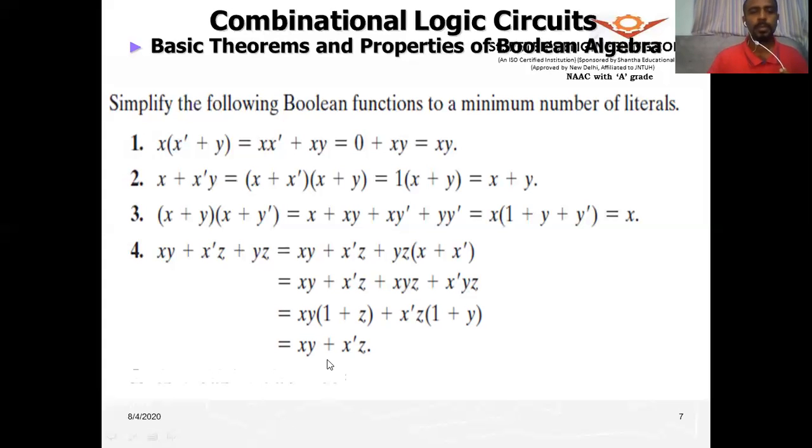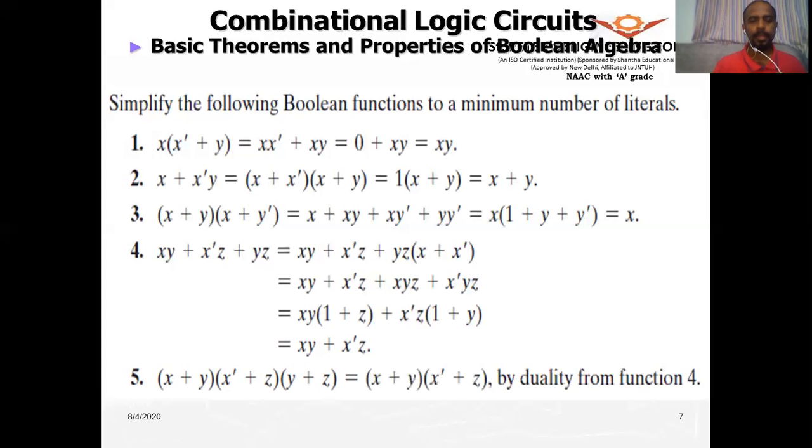All right, the last problem, let us see x OR y, that sum is ANDed with x complement OR z, ANDed with y OR z. So here by duality we can take out this, and the result will be x OR y ANDed with x complement OR z. Just like here, similarly we can resolve that output.